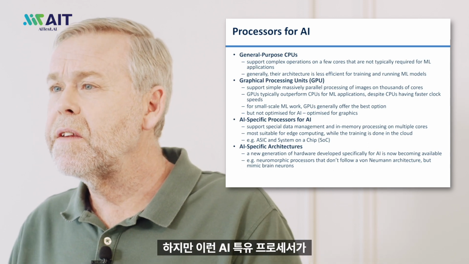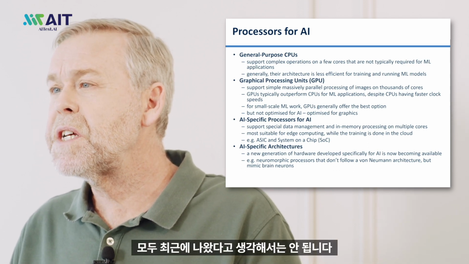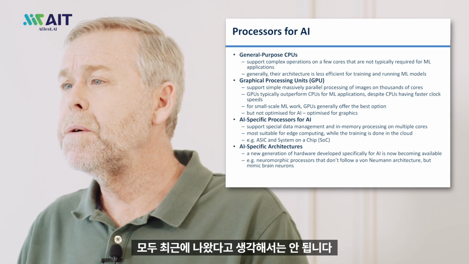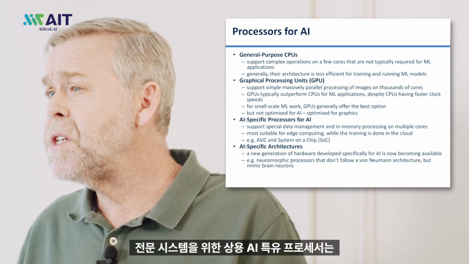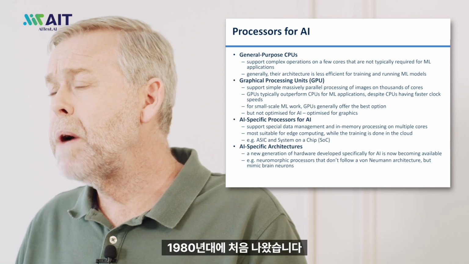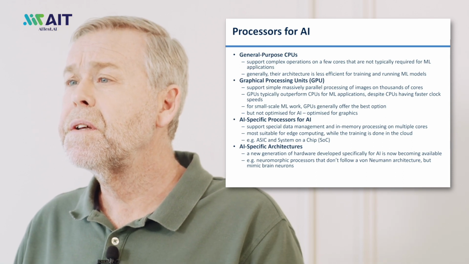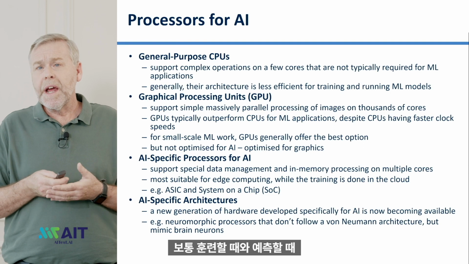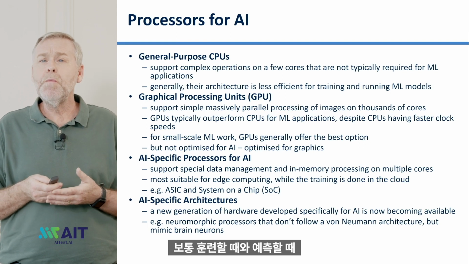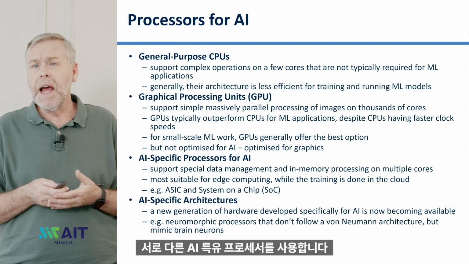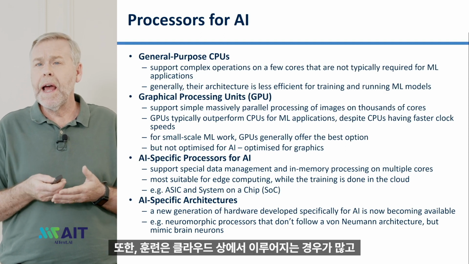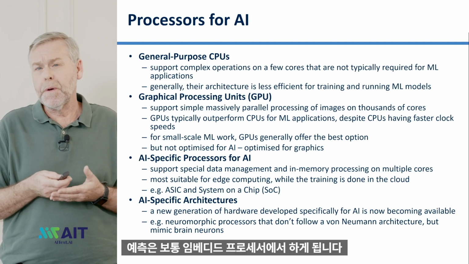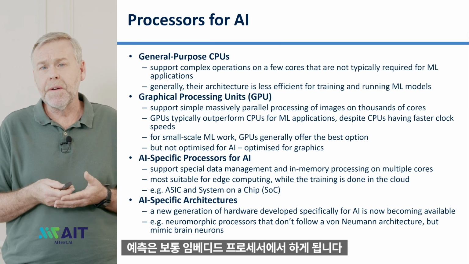However, do not think that all of these AI-specific processors have only just come available. Commercial AI-specific processors for expert systems were first built back in the 1980s. Different AI-specific processors are normally used for performing the training and the prediction. Also, training is often done on the cloud, while the prediction is often performed on an embedded processor.